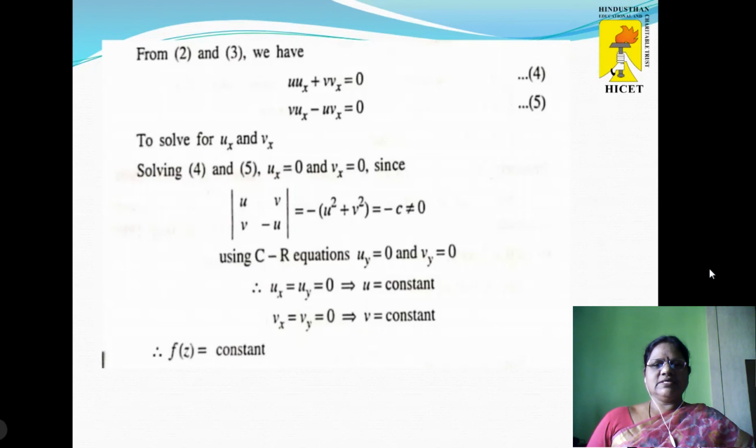Therefore, ux equal to uy equal to 0 implies u equal to constant on integration. Similarly, vx equal to vy equal to 0 implies v equal to constant upon integration. Therefore, f of z equal to u plus iv is a constant function.